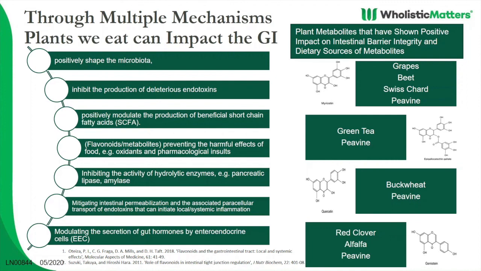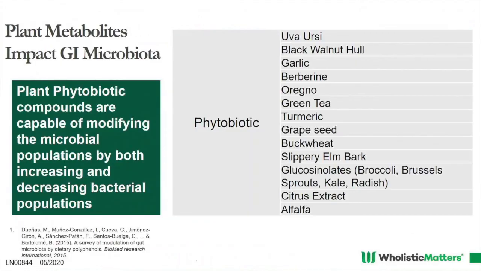And some of these are microbially mediated. Many of them are. But some of the sources you can look at for various compounds: something like myricetin from grapes, beets, Swiss chard, pea vine; various catechins from green tea; and buckwheat and pea vine are going to be sources of quercetin. Buckwheat is a really, really concentrated source of quercetin rutinoside. And then certain things like red clover, alfalfa, and pea vine are delivering additional metabolites.